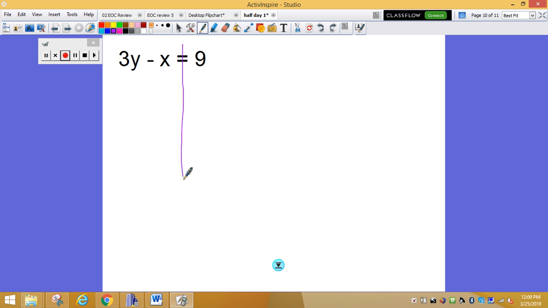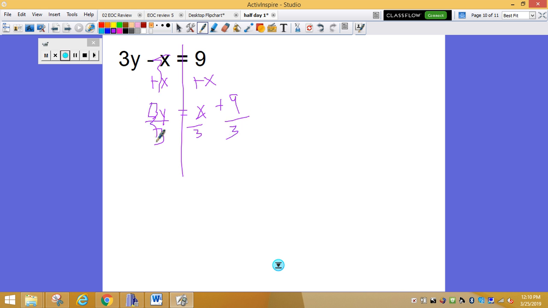Draw your line, write this one down. All right, I got y. Y is on the right side. So first up, we want to move our x. So we would do plus x. These go away. So I have 3y equals, and over here I have an x, and it's a positive 9. Now I want to divide everything by 3.